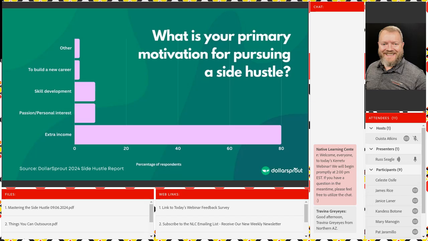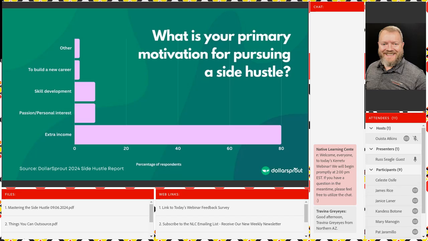Skill development has always been big for me, but look at how small that percentage is. It's just a little bit less than 10%. It's about 8% who actually start a business for skill development. Interestingly enough, it's about the same percentage of people who start because they have a passion or a personal interest.